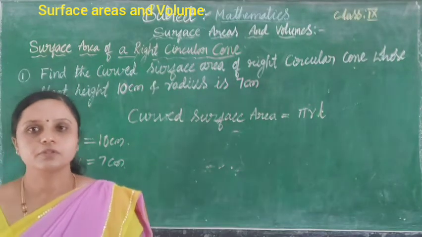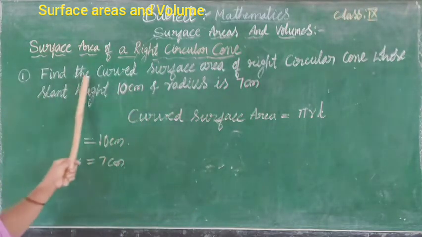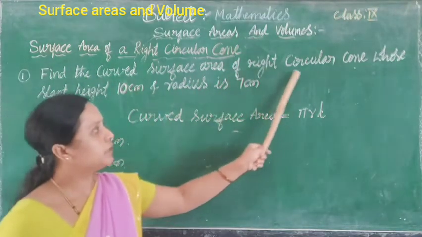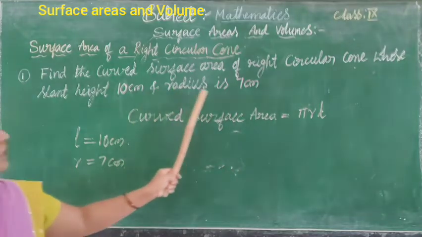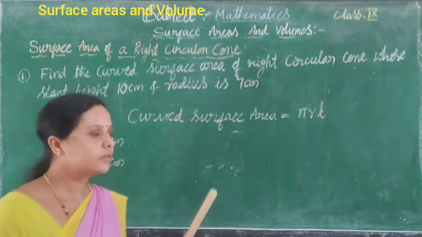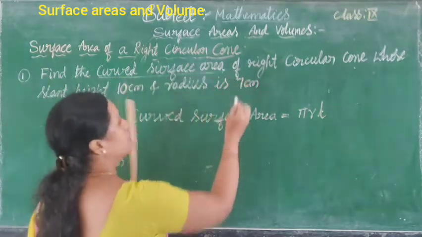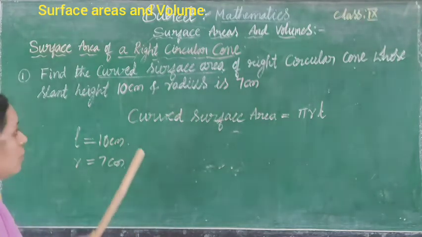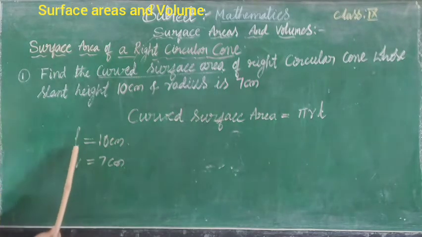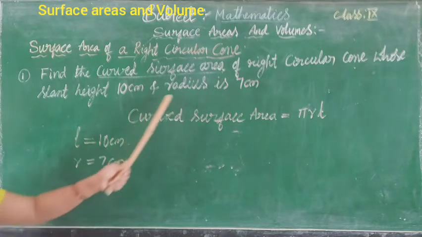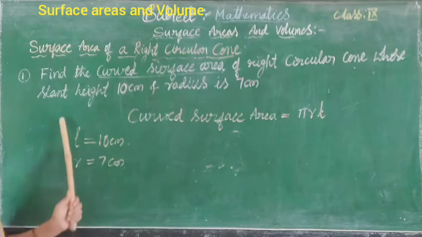Students, now we are going to discuss one example problem. The problem is, find the curved surface area of a right circular cone whose slant height is 10 cm and the radius is 7 cm. So here what is to be found out? Here we have to find the curved surface area of a right circular cone. What is given? The slant height is given. So slant height is nothing but L. So L is equal to 10 cm and the radius is 7 cm. So you take the given data. So what is to be found out?